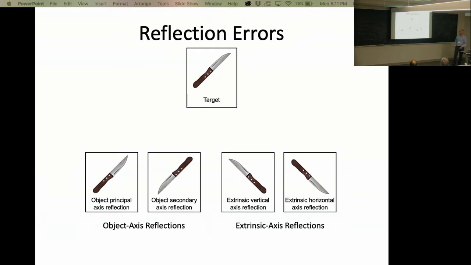Okay, that's a lot of reflections. So those are now 4 types of reflections: 2 object axis reflections and 2 extrinsic axis reflections. It's important to note that when people talk about left-right mirror image confusion, to the extent that they really think about or say what they mean, what they have in mind is an extrinsic vertical axis reflection, so that left and right are flipped. Okay, so far so good? You're still awake? All right.